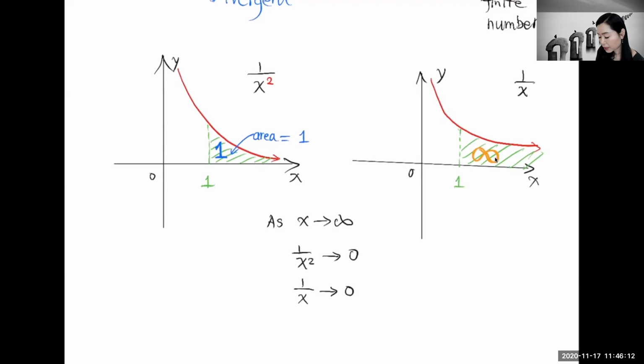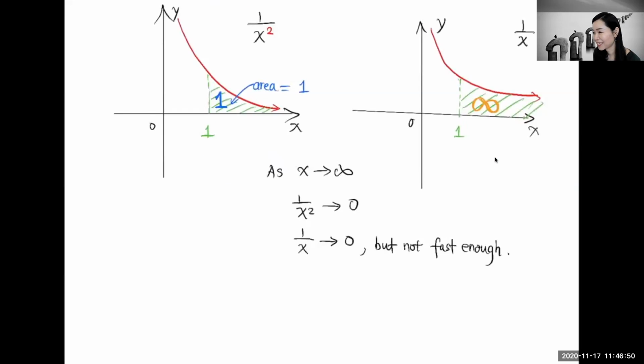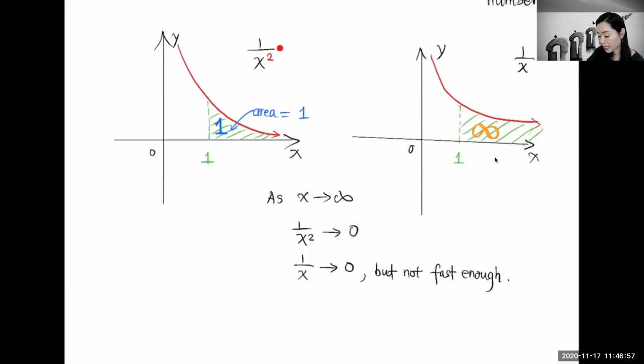But 1 over x squared goes to 0 fast enough, okay? It gets closer to 0 fast enough. So then you have a finite area under the curve from 1 to infinity. This one here, 1 over x, doesn't go to 0 fast enough. So you don't have a finite area over here. So both of them go to 0, but this one not fast enough. So you might wonder, what do you mean fast enough? How fast is fast enough? What does it have to do with the function? That actually has to do with the exponent on this x. This is x to the second, this is x to the first power.